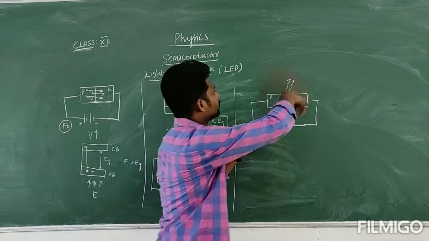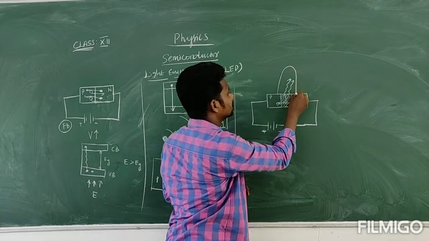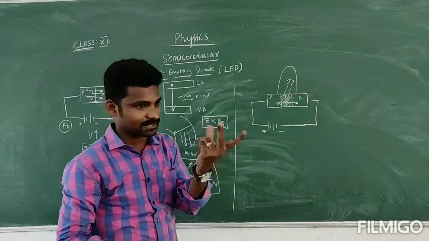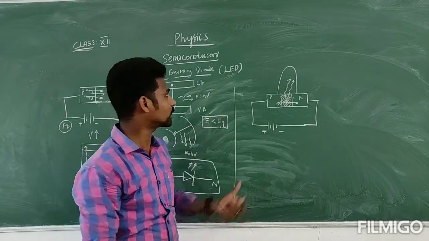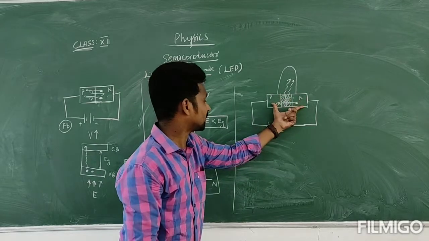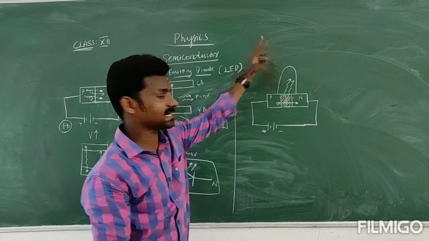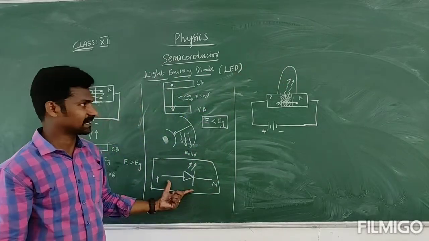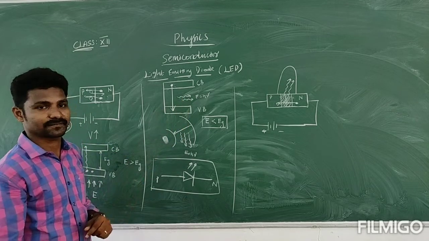Okay, so this outcoming light energy we can collect by using a transparent window or a transparent dome, that is the LED. So here it is like a normal diode, but if you observe, one more transparent window is there, and we can get the light as output. So that is what I mentioned here. So this is the function of LED.